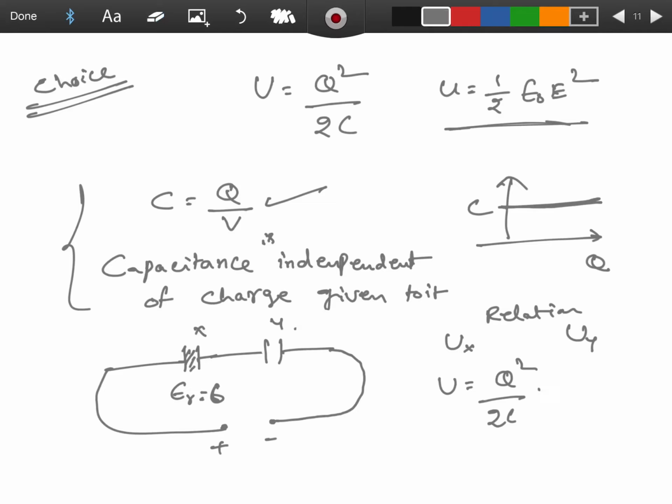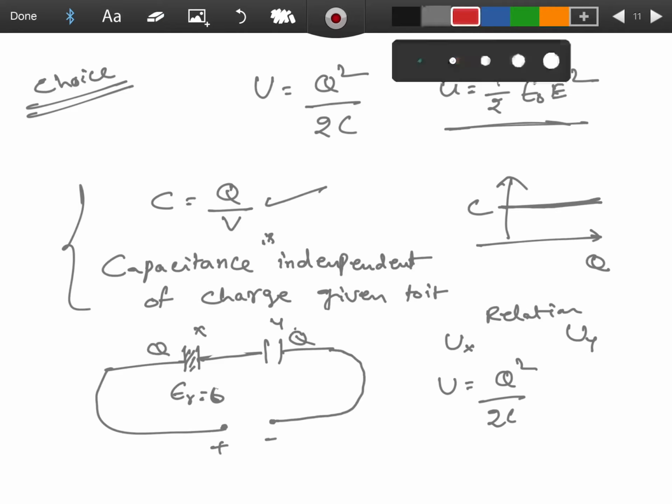See what I am telling. Here half QV or half CV square. In both these cases the voltage matters, but I don't know the voltage drop across each, V1 here and V2 here. Then better you avoid these equations. I am not going for them. I am going for this one. In series I know the charge remains the same. Here charge Q, here also charge Q. In a series combination, here also charge Q will be there.